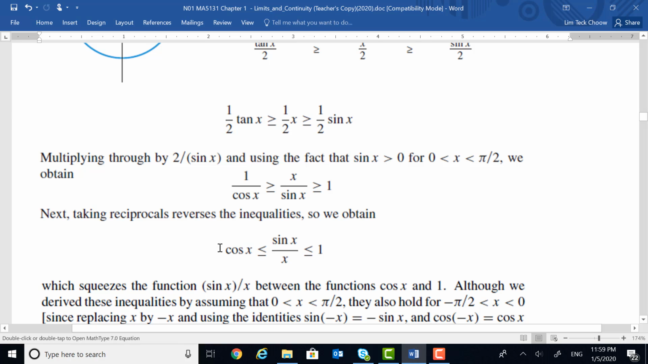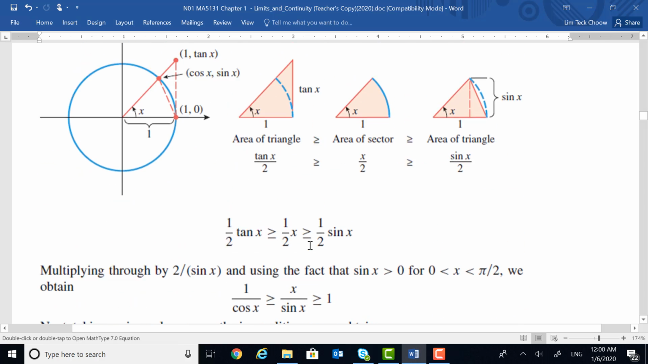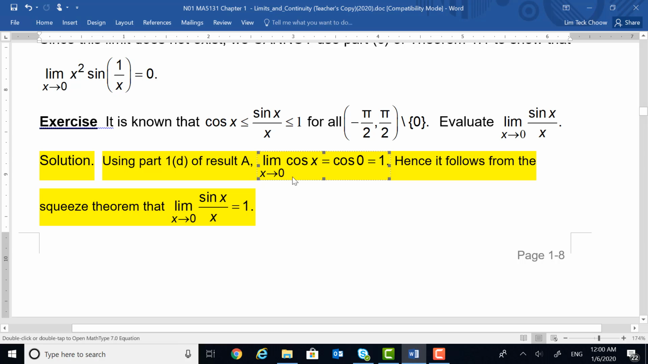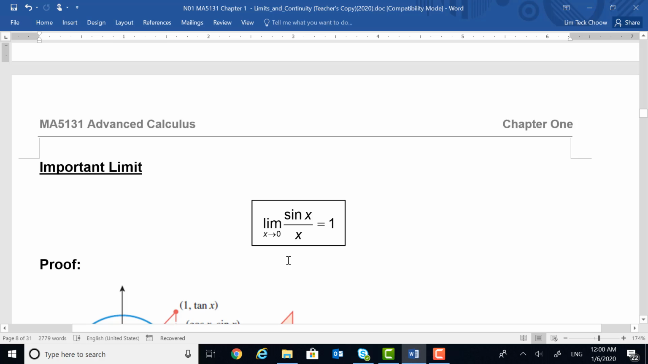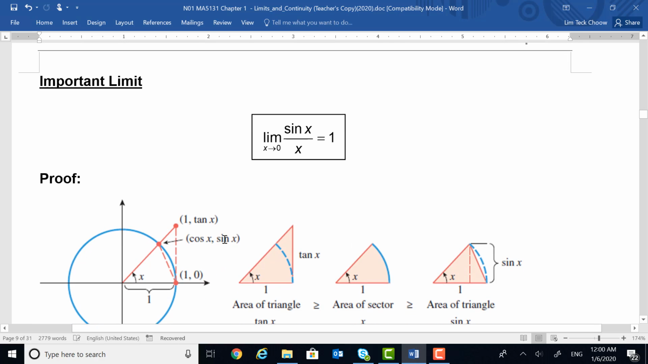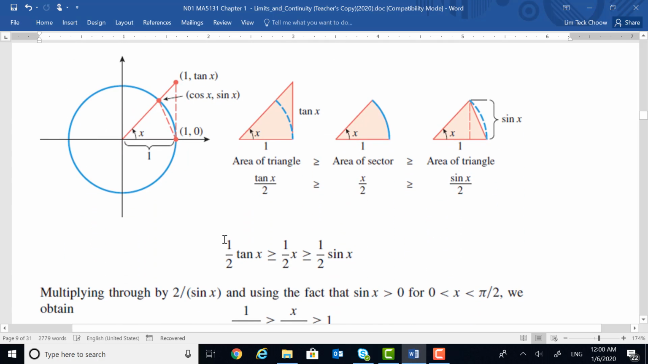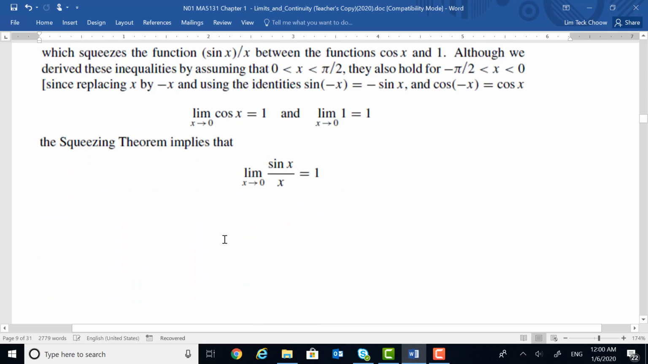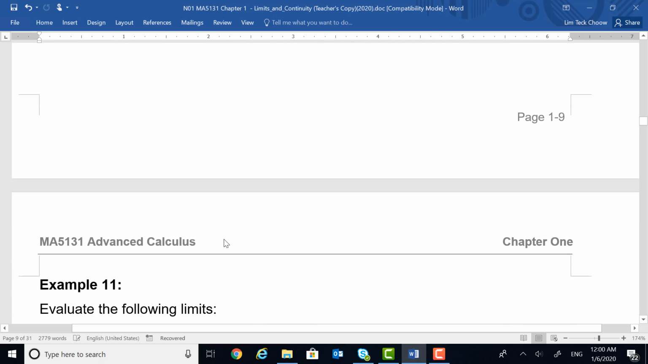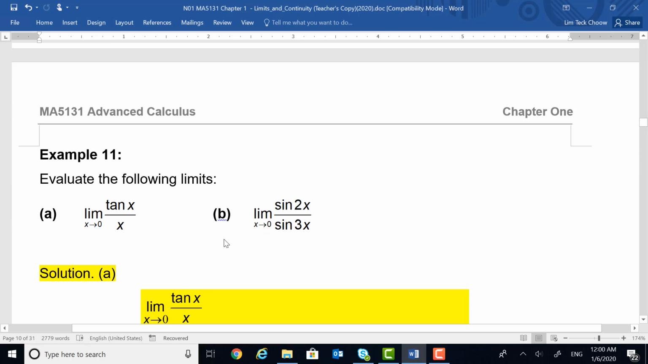So this inequality that you got here was actually used in this example. And by the use of squeeze theorem, we have established this very important result. From henceforth, you can just use this result without proof. And if you want to study the proof again, you just go through this page, which is found on page 9 of your notes. Right. So with this in mind, let's try some examples on the use of this important result.